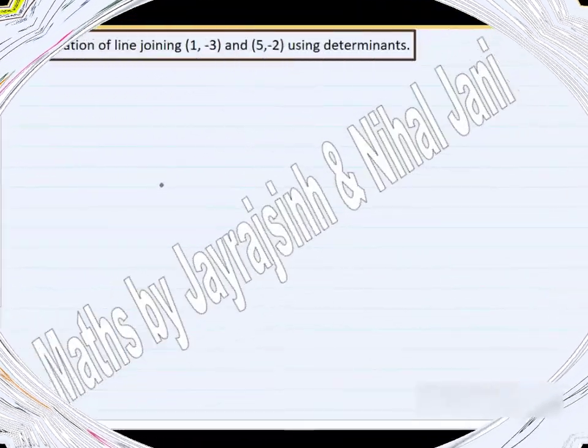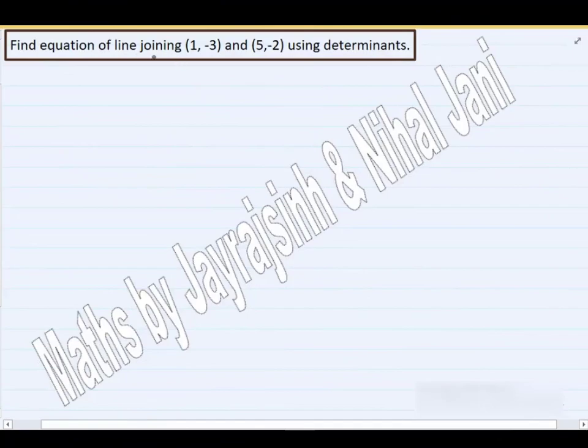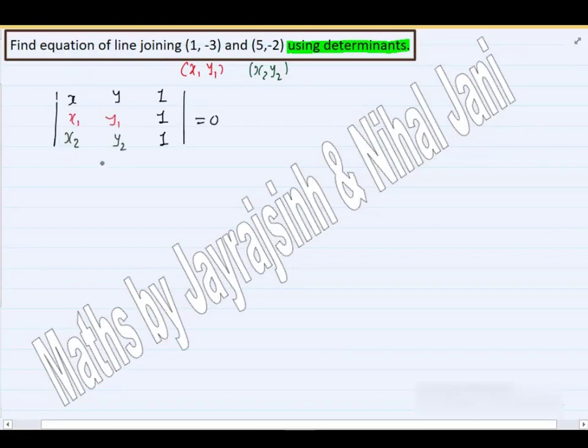Ta-da! In our next question, we have to find the equation of the line joining 2 points, x1 y1, which is (1, minus 3), and x2 y2, which is (5, minus 2), using a determinant, right? So the equation of the line joining these 2 points is given by the determinant of x y 1, x1 y1 1, x2 y2 1 equal to 0. Now let's put in the values of x1 y1 and x2 y2. So here we will get x y 1, 1 minus 3 1, and 5 minus 2 1.